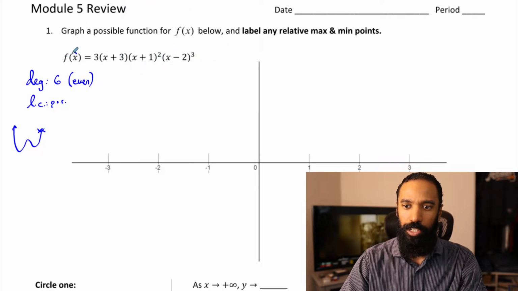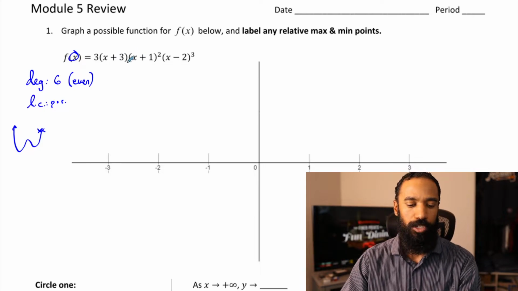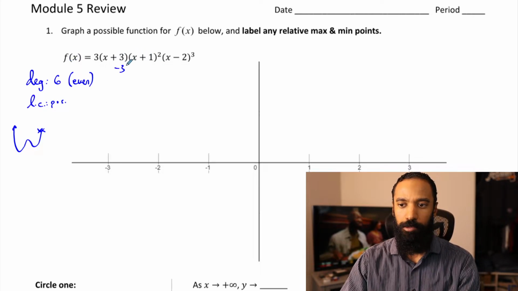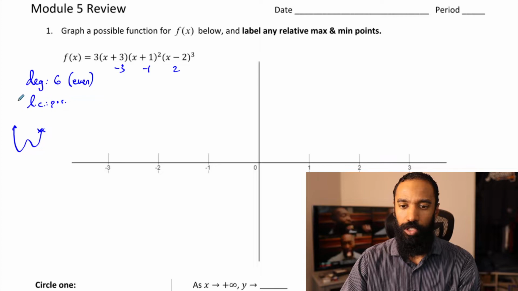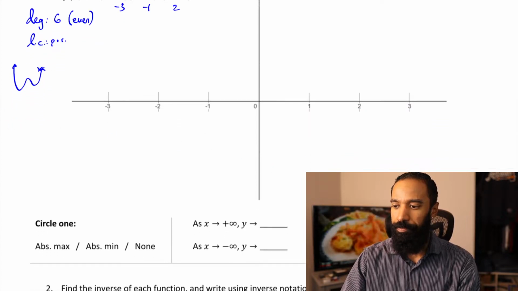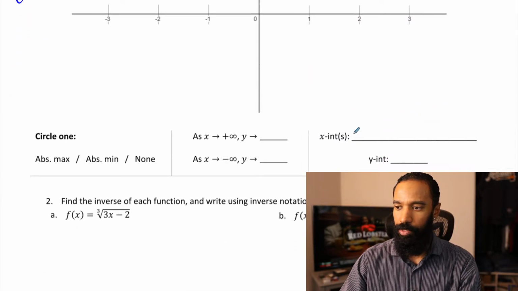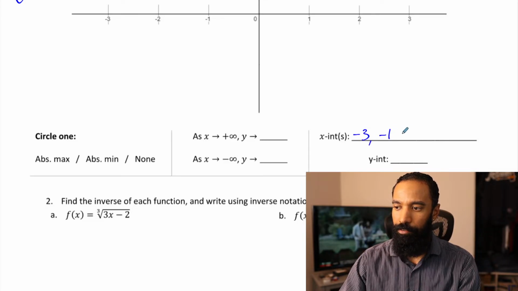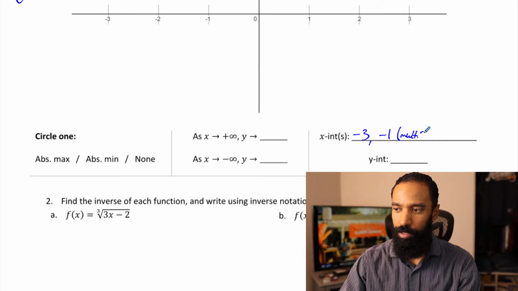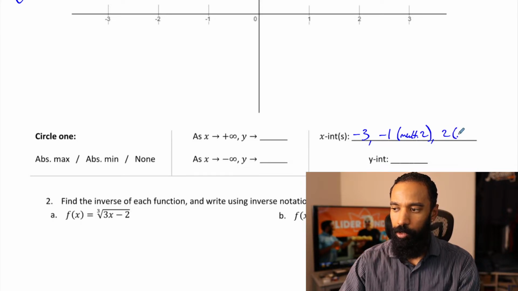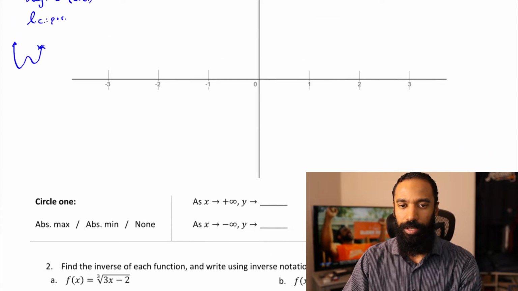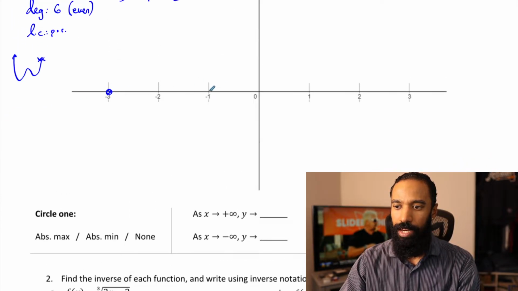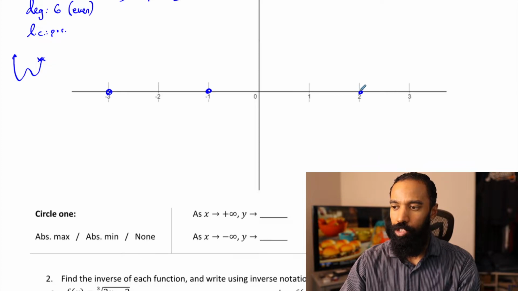If we set y equal to 0, then if x plus 3 equaled 0, x would equal negative 3. If x plus 1 equaled 0, x would equal negative 1. That is a multiplicity of 2. We'll talk about that in a sec. And if x minus 2 equaled 0, x would equal 2. So the 3 x-intercepts are negative 3, negative 1 with a multiplicity of 2, and then 2 with a multiplicity of 3. So that's where we're going to be crossing this x-axis, or at least hitting it, right here at negative 3, negative 1, and positive 2.